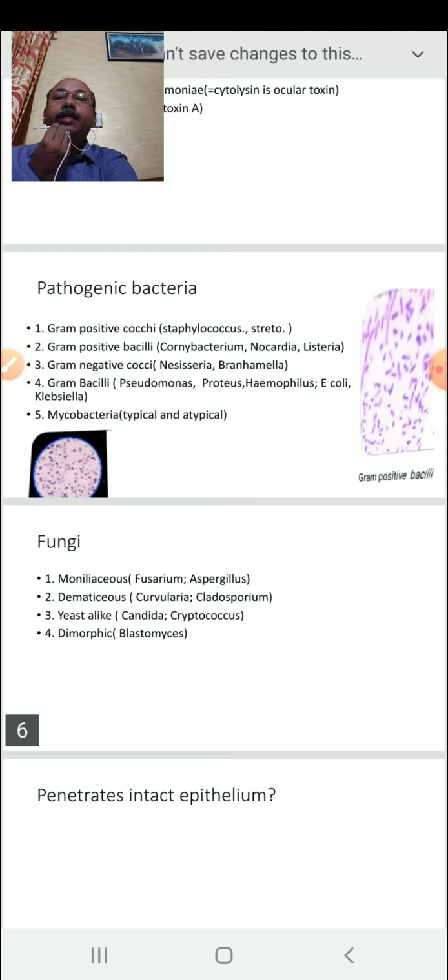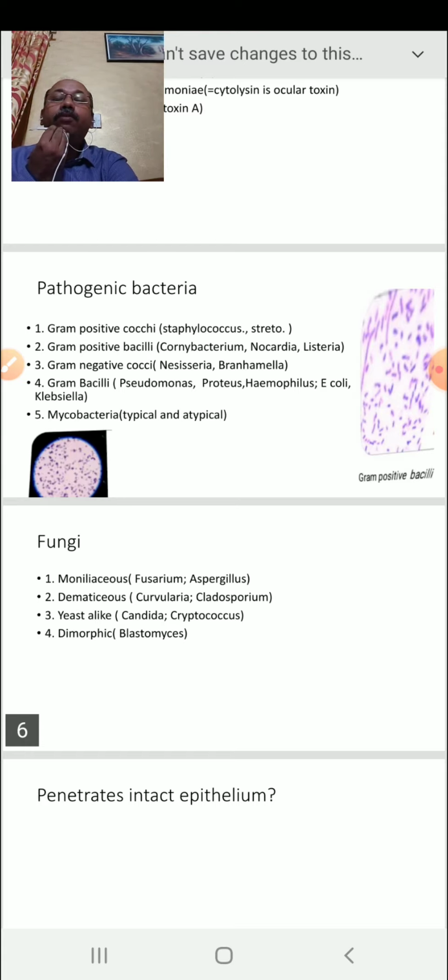Among the gram negative cocci, Neisseria and Branhamella catarrhalis. And among the gram negative bacilli, mainly Pseudomonas, Proteus, Haemophilus, E. coli and Klebsiella pneumoniae. This last group, that is gram negative bacilli, is of great importance to the ocular surface, since these are the bacilli which cause the most catastrophic effect on the ocular surface.